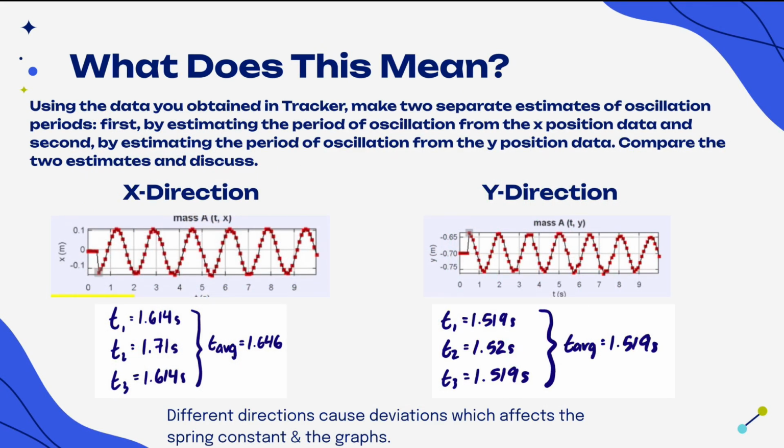So then it was asked to make two separate estimates of the oscillation periods, first by estimating the oscillation period of the x position data, then the y position data. So I did this by just taking 3 periods of the x position and finding the average of that, and then 3 periods of the y position and finding the average of that. And as you can see, the x direction has a higher time for the period. And basically this just means that different directions cause different deviations, and this affects the spring constant in the graphs. So basically it takes longer for the x direction to make one full oscillation.